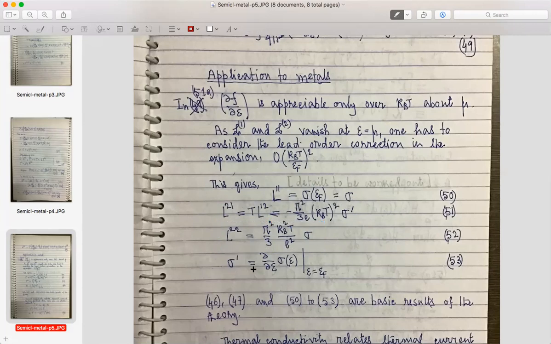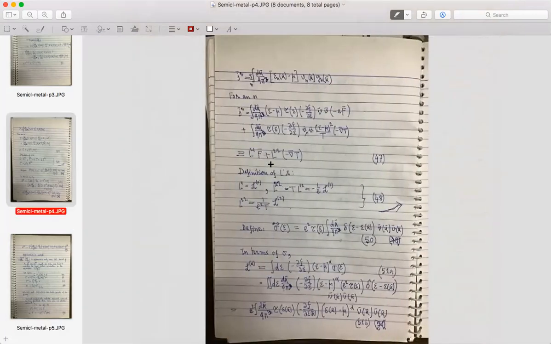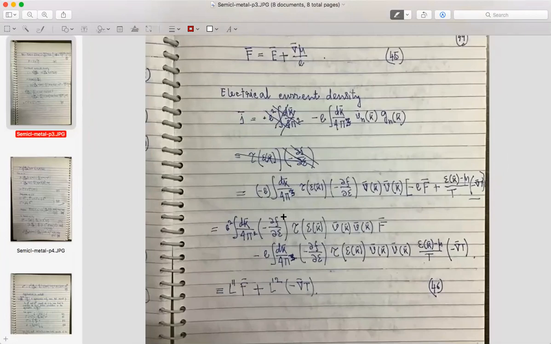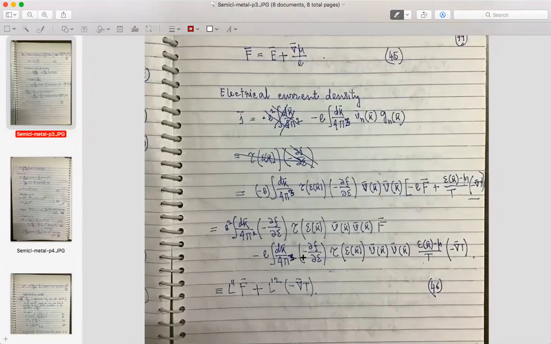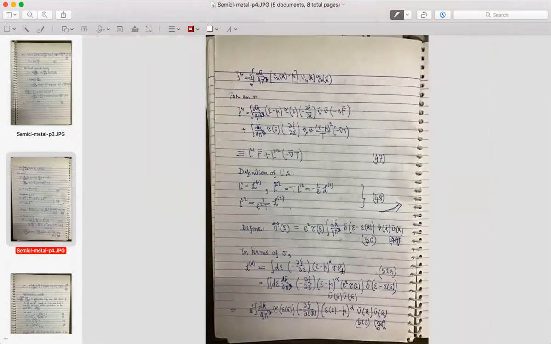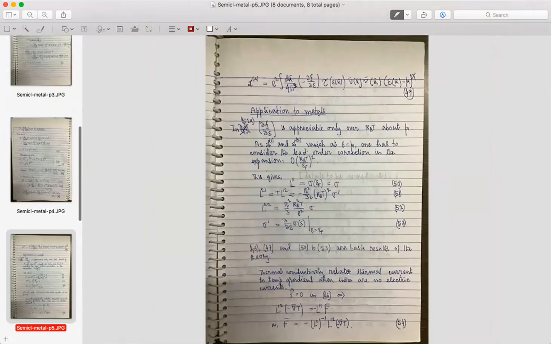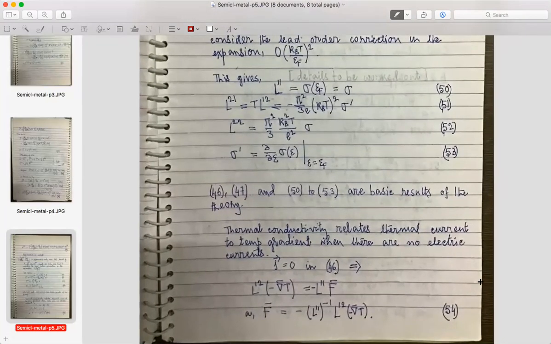So these expressions for these quantities L11, L21, L12, and L22 allow you to calculate the heat current, the energy current, all these quantities, the electric current, everything. Once you know these quantities, you can calculate all these currents, and everything is expressed in terms of the DC electrical conductivity or its derivative at the Fermi energy.